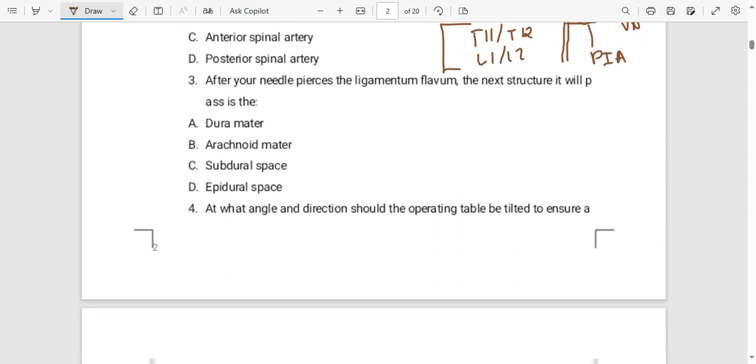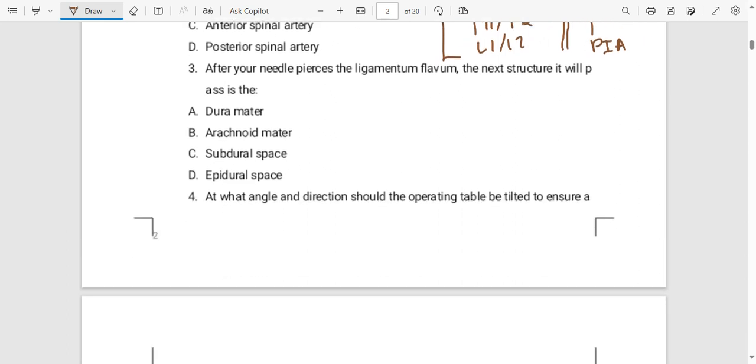So question 3. After your needle pierces the ligamentum flavum, the next structure to pierce is: the dura mater, arachnoid mater, subdural space, or epidural space? Anyone to help with this one? Epidural space. Thank you so much.